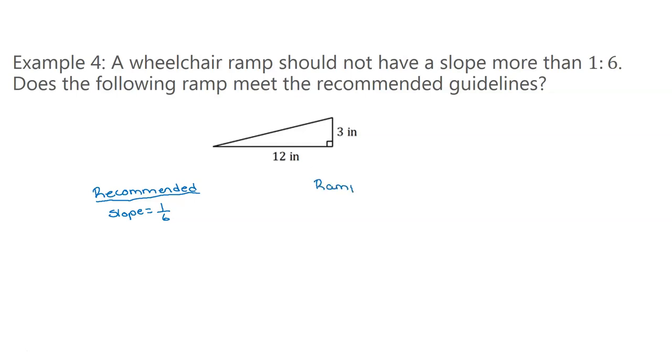Now let's find the slope of the ramp. So it has a rise of 3 inches and a run of 12 inches. Now, in order to compare two fractions, we need to find a common denominator. So I see that a common denominator here between 6 and 12 is just 12. So I can simply multiply this fraction by 2 to give me 2 over 12. So now I'm able to see that the ramp is actually more than the recommended guideline of 2 over 12.